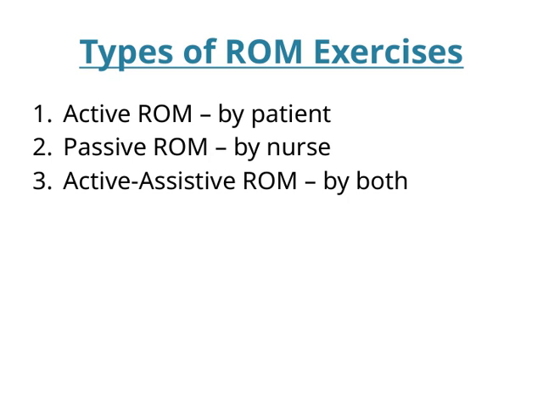Then we have active assistive ROM, which is a combination of both. In this case, the patient actively moves the joint, but the nurse also assists as needed. This approach encourages patient participation while providing support to ensure the movement is smooth and within safe limits. Understanding these types is essential because each serves different patient needs and plays a vital role in recovery and maintaining joint health. Tailoring the exercise type to the patient's condition is key to effective rehabilitation and overall care.